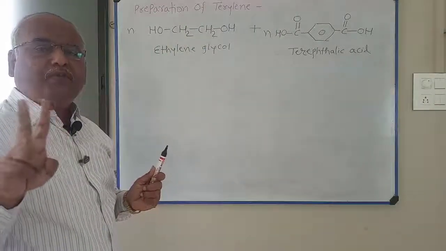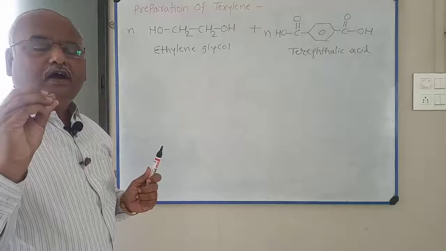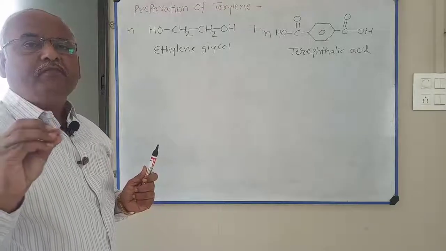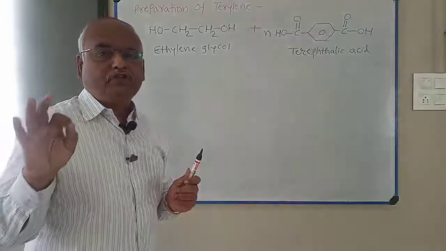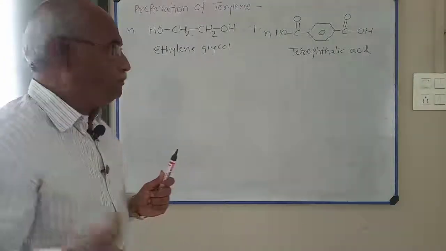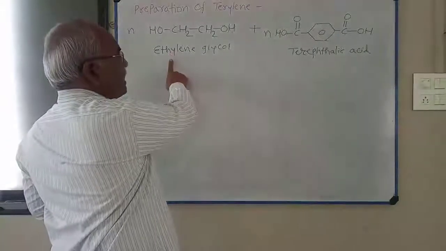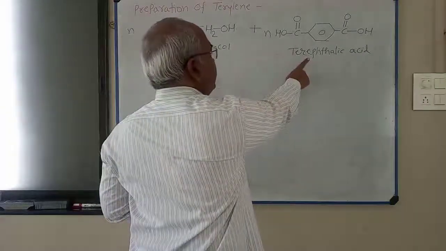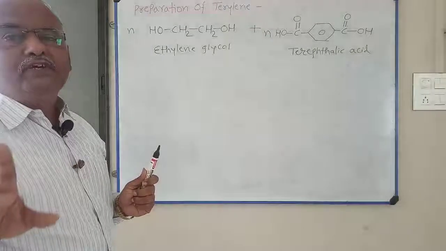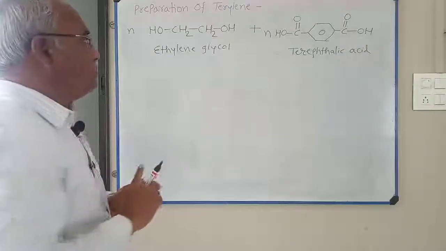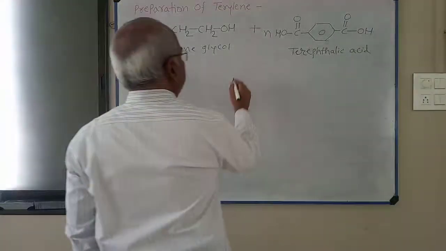A one mark question will be asked: write the name and formulae of monomers used in the preparation of terylene. So ethylene glycol and terephthalic acid, these are the two monomers used for the preparation of terylene.